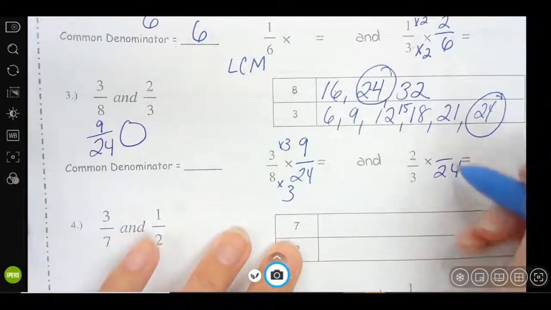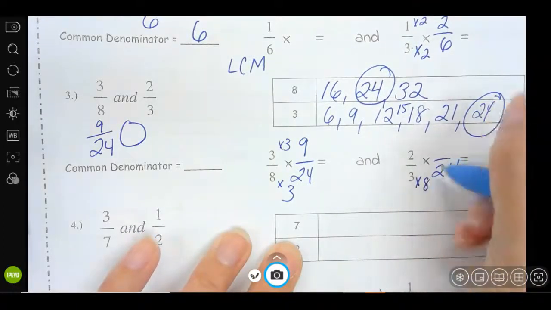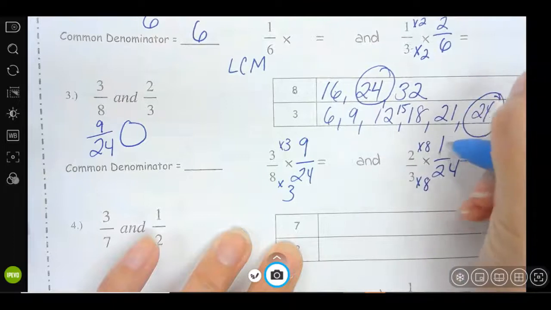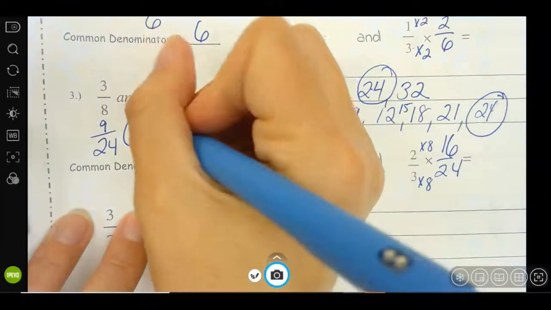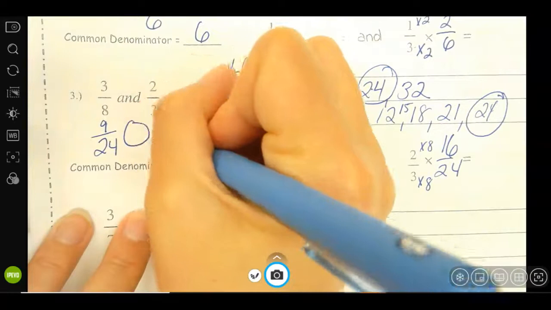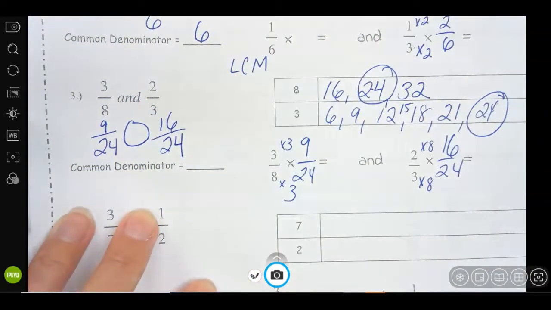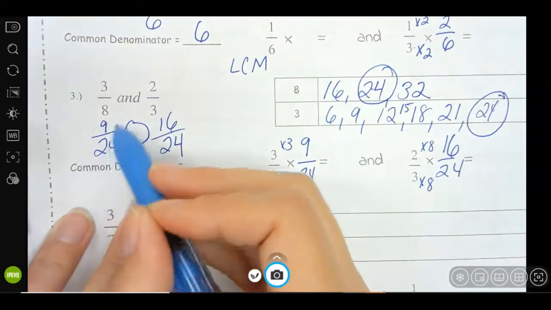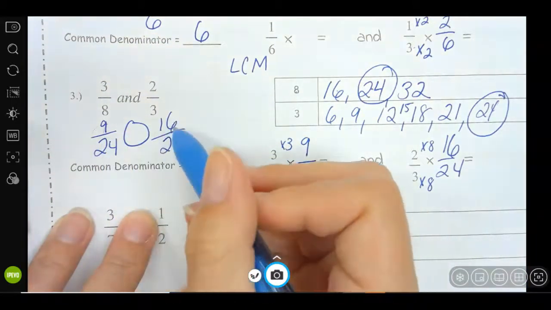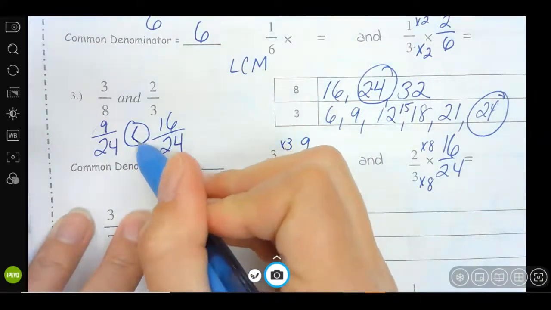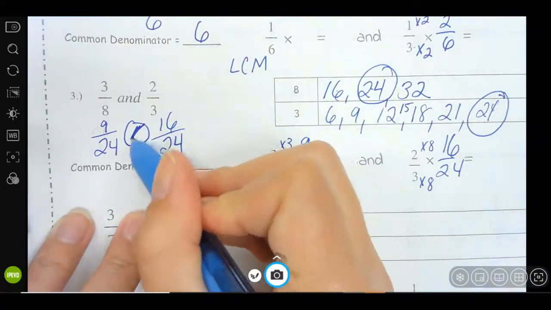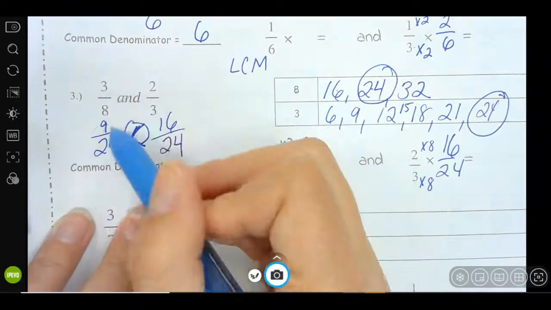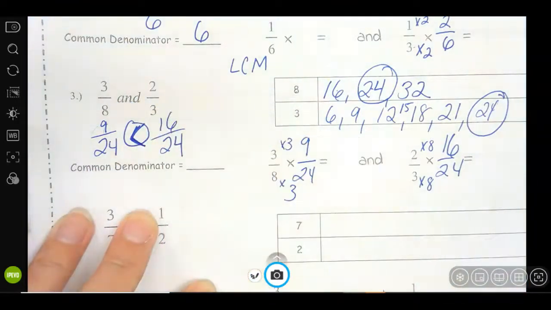How do we go from 3 to 24 over here? Times 8. 2 times 8 is 16. So we have 16 24ths. So we made them have a common denominator. What symbol would I put in this box? Which fraction is greater? 9 24ths or 16 24ths? 16 24ths. So it'd be less than. So 9 24ths, or 3/8, is less than 2/3.